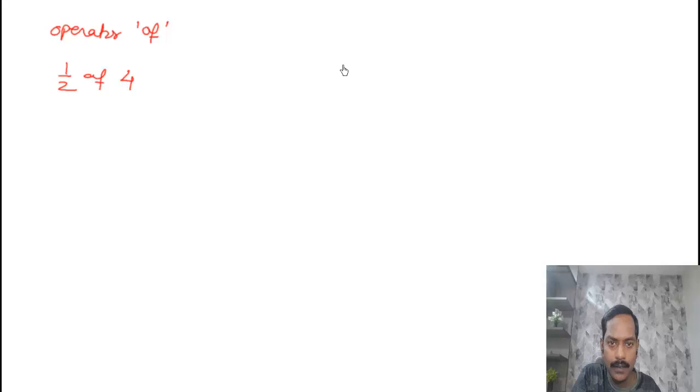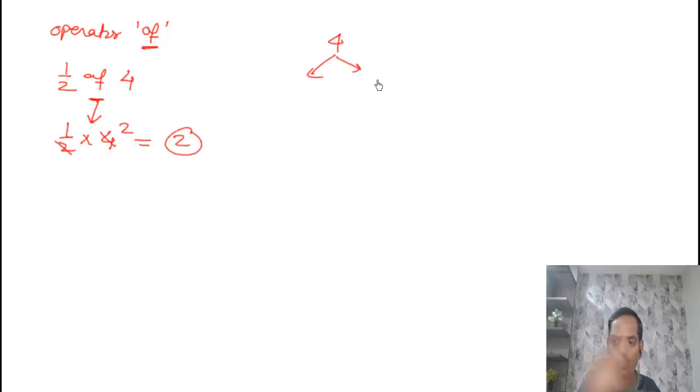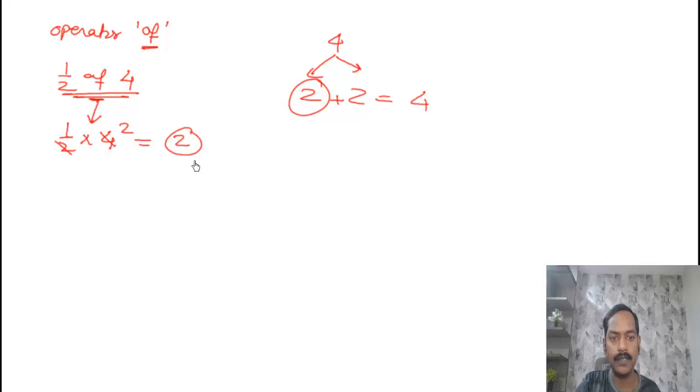It effectively means that 4 should be divided into 2 equal parts. Each part will become half of 4. So the operator "of" is nothing but multiplication. In a very simplified way, I can say that "of" itself means multiplication whenever fractions appear, right? So half of 4, we know that this will go by 2 times. So overall the value is 2. We also know that if I divide 4 into equal parts, each part will be 2 because 2 plus 2 makes 4, right? So half of 4 means divide 4 into 2 equal parts. And what is the value of each part? The value of each part is equal to 2.